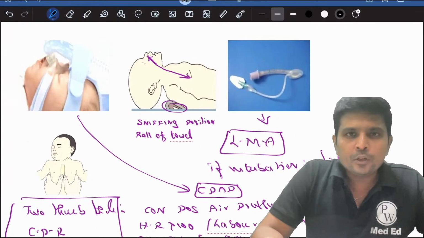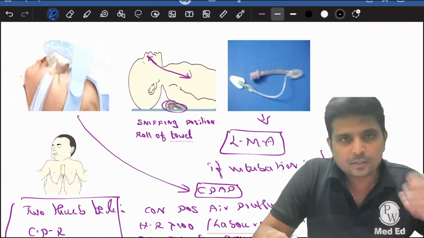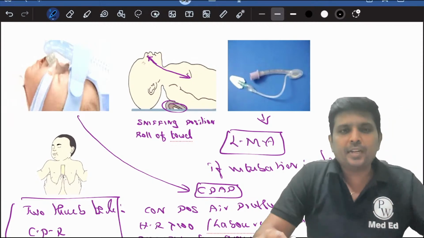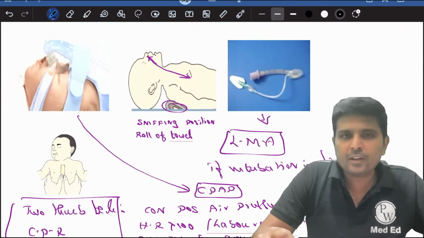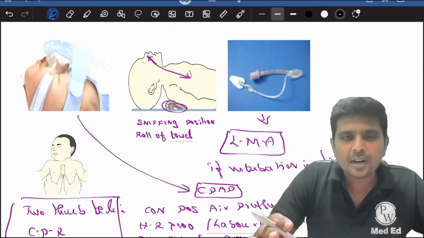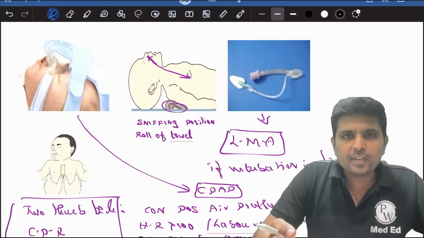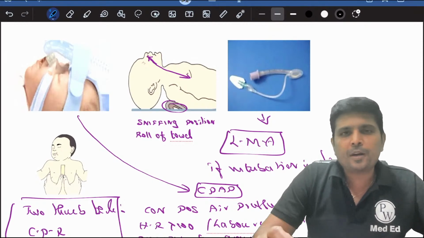Right. So with respect to neonatal resuscitation, what are all the questions that will be asked? The first question is, whenever you want to do neonatal resuscitation, the 3 things that you need to ask is whether it is a term or preterm, whether the child is crying or not, and whether the tone is proper or not.